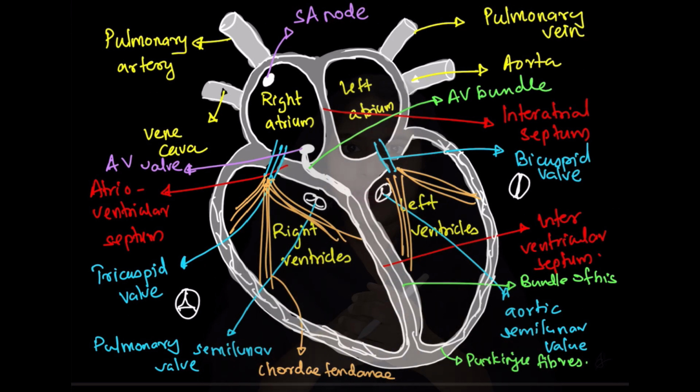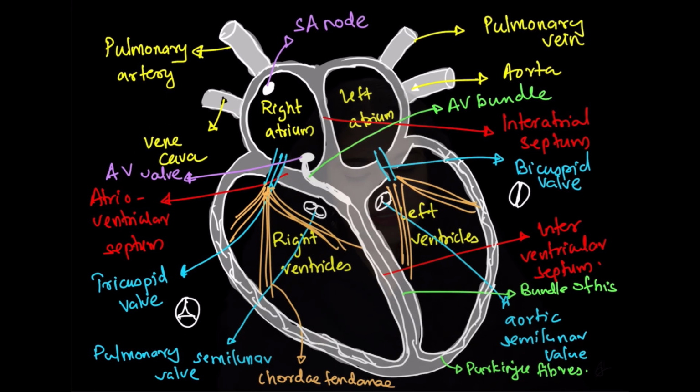Now we will see the structure of the human heart. You can see here, the heart is made up of 4 chambers: the right atrium, right ventricle, left atrium and left ventricle. The septum between the two atria is called the interatrial septum, and the septum between the ventricles is called the interventricular septum. The septum between atrium and ventricle is called the atrioventricular septum. In the atrioventricular septum we have valves: the one in the right atrioventricular septum is called the tricuspid valve, and the one in the left is called the bicuspid valve or mitral valve.